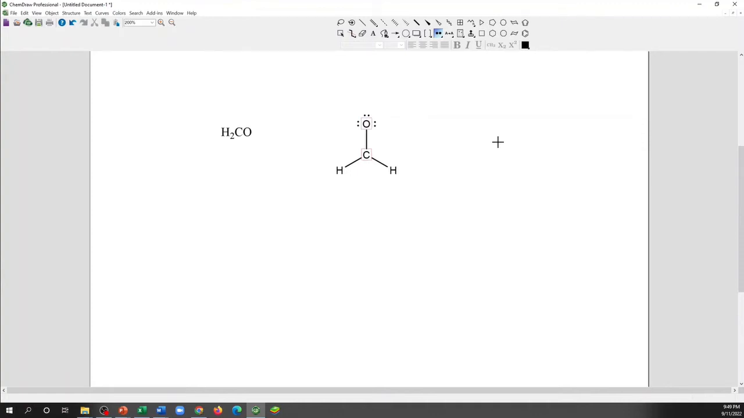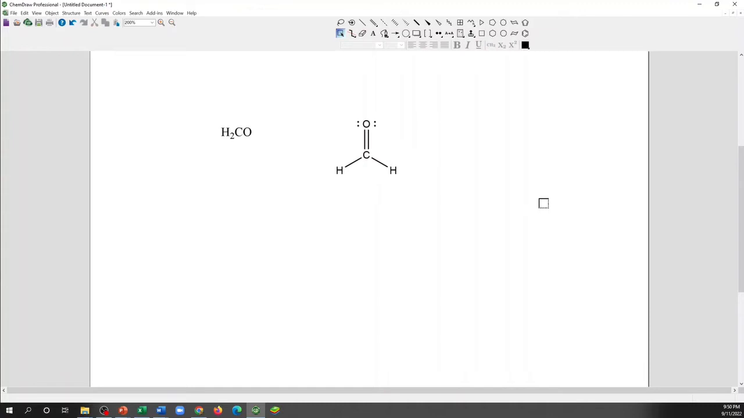Now this structure is still not correct. And the reason it's not correct is because the carbon does not have an octet. If you remember, the octet rule tells us that most elements would like 8 total electrons. The carbon has access to 2 in this bond, 2 more in this bond, and 2 in this bond for a total of 6. In order to give it 8 electrons, we actually need to take this lone pair, not away from the oxygen, but we need to share it between the oxygen and the carbon. And that's done using a double bond. So here is our Lewis structure for formaldehyde.